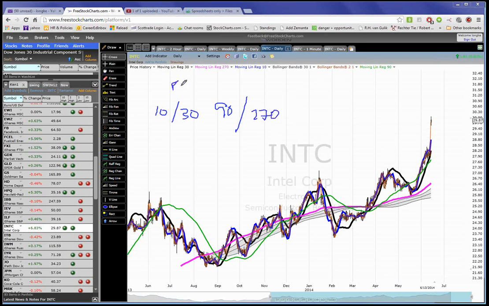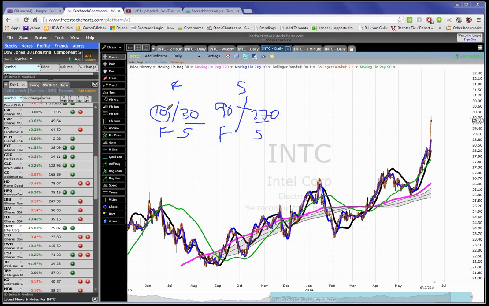In the fast pair, we have the 10 is fast and the 30 is slow. And then in the slow pair, the 90 is fast and the 270 is slow. In each case, there's a 3-to-1 ratio between the fast and the slow. 10 times 3 gives you 30. 90 times 3 gives you 270.